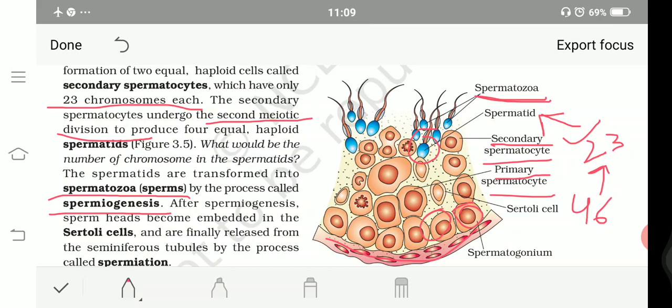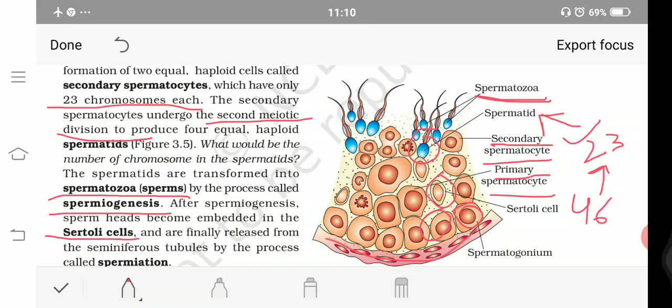Those who have seen my last videos can understand what Sertoli cells are. These are the cells which are embedded between the primary spermatocytes. They are basically responsible for providing nutrition to the secondary spermatocytes and helping in the formation of sperms.